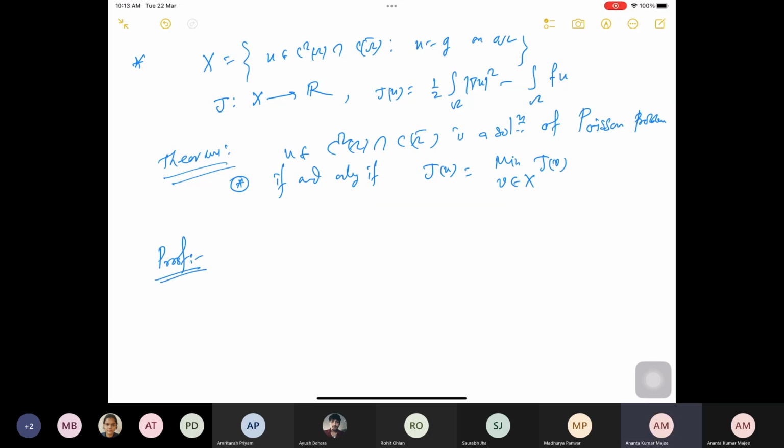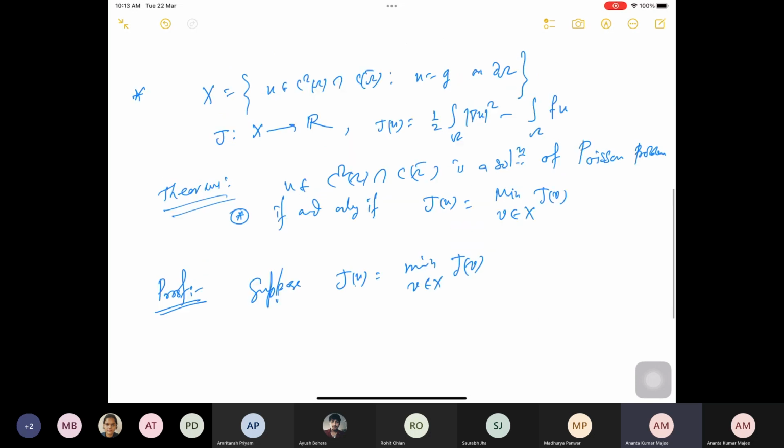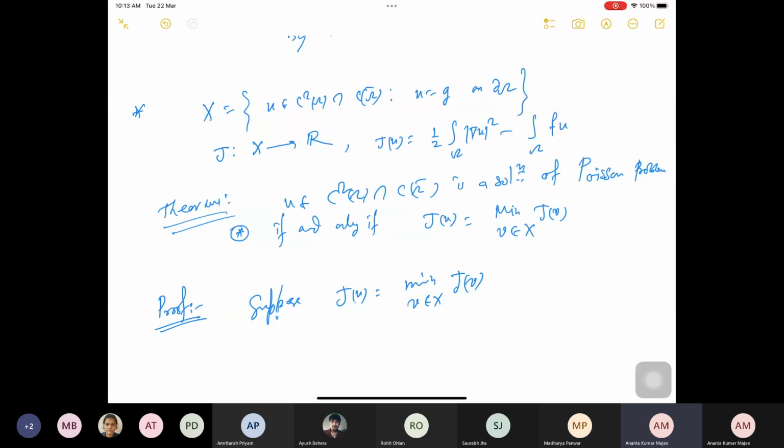So now suppose my U is a minimum for this cost functional. That means J of U is equal to the minimum over V in my X of J of V. So that means U is equal to G on del omega and U is in C2 of omega intersection C of omega closure. Then what I have to show is that U satisfies my given equation, that means minus Laplace U is equal to f in omega. Is it not? Because the boundary condition, since U is in my X, I have already defined my functional space, the solution space, such that U is equal to G on del omega.